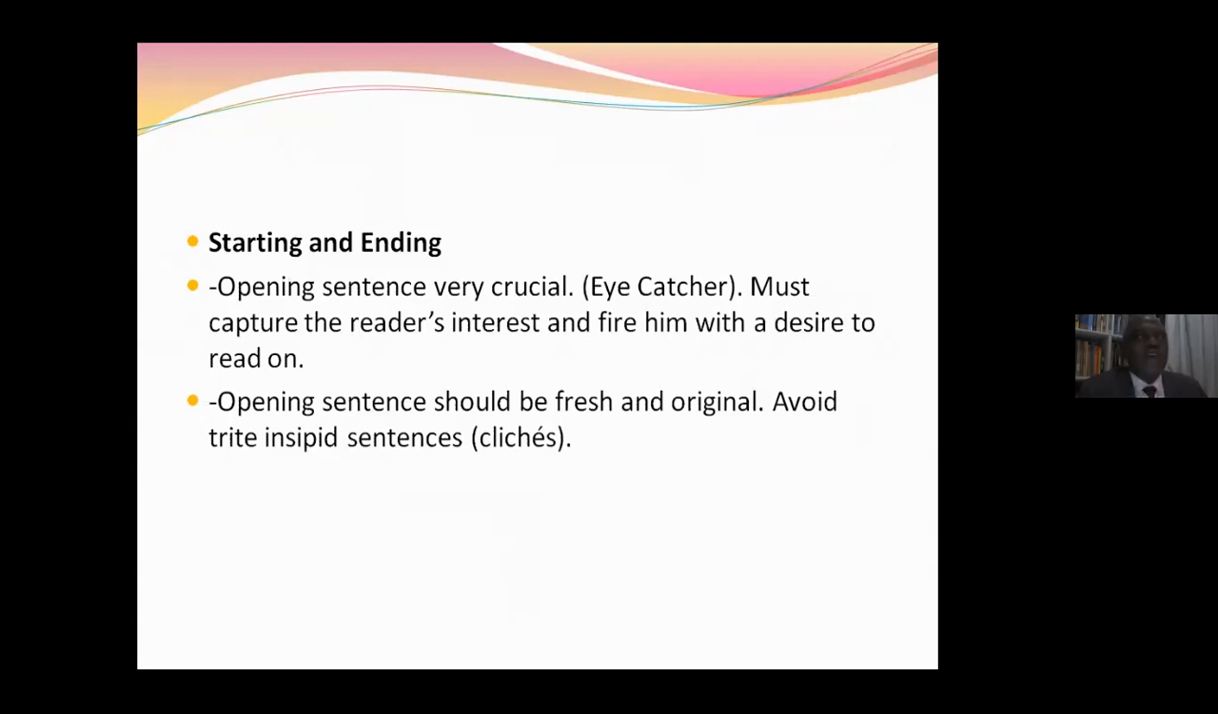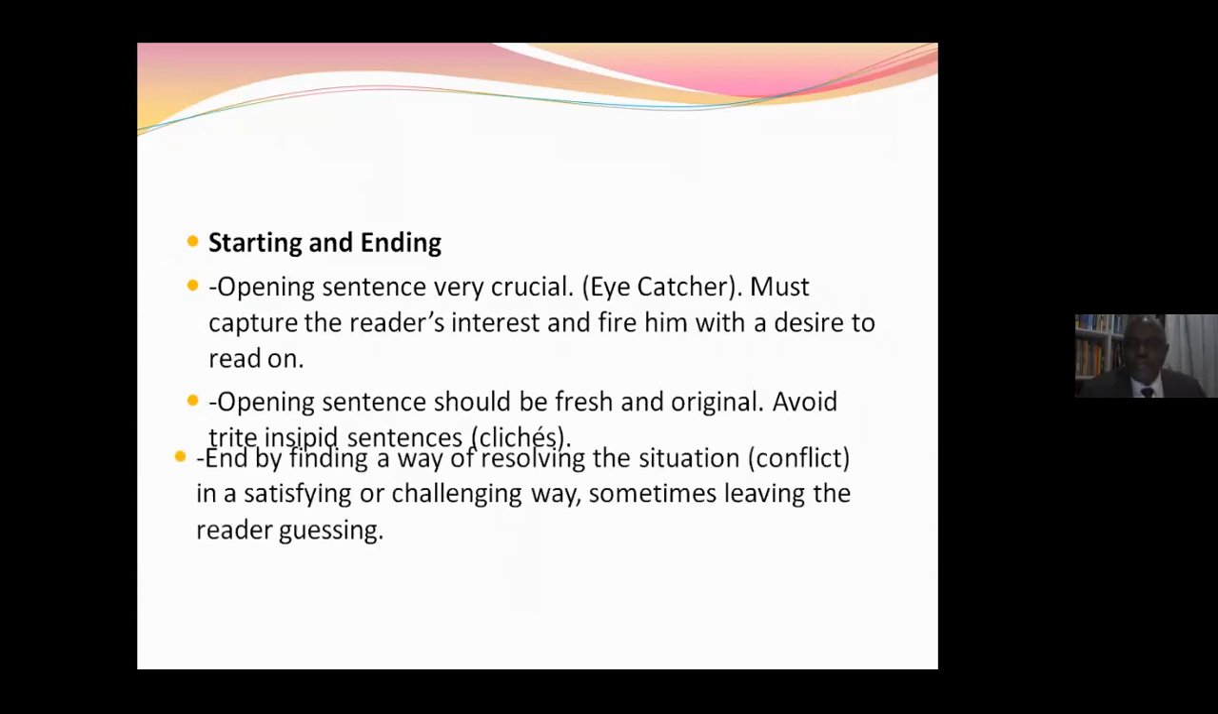Beginning the story by describing the weather, I opened the window, the cool breeze entered. So many people have started their stories with that. It's no longer interesting. So be original, okay? Be original.